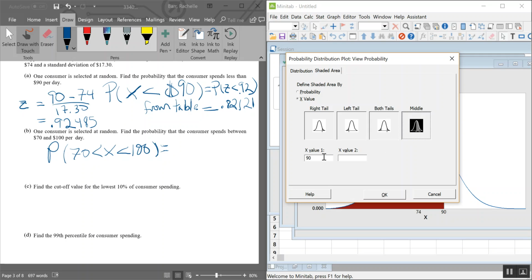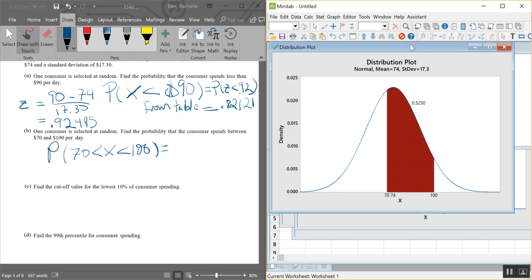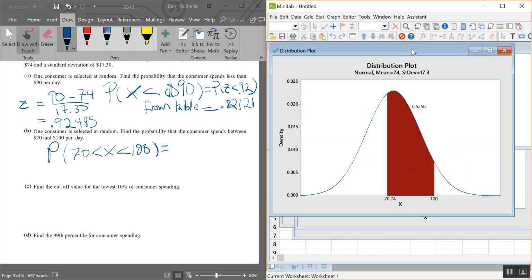We don't really use both tails that much. Alright, my lower value is $70. My upper value is $100. Let's go ahead and hit OK. When I do these at home, oh crap, that's what I'm doing right now. Usually I draw the picture first of what it should look like and then have Minitab show it for me. So since the mean is 74, it's like right here, so notice that corresponds with the peak, and 70 is just to the left of that, and 100's over here. And that makes sense based on the standard deviation.